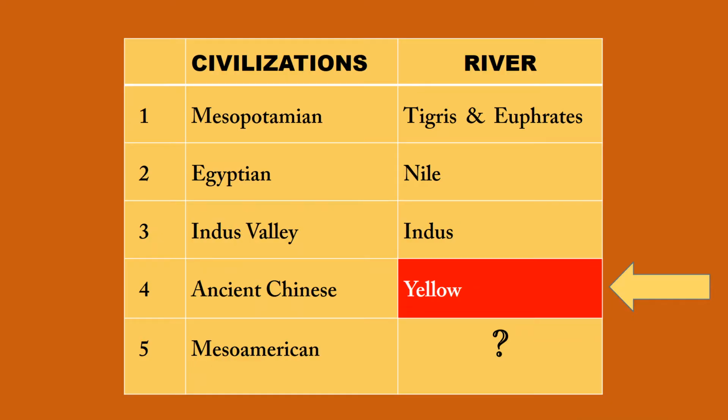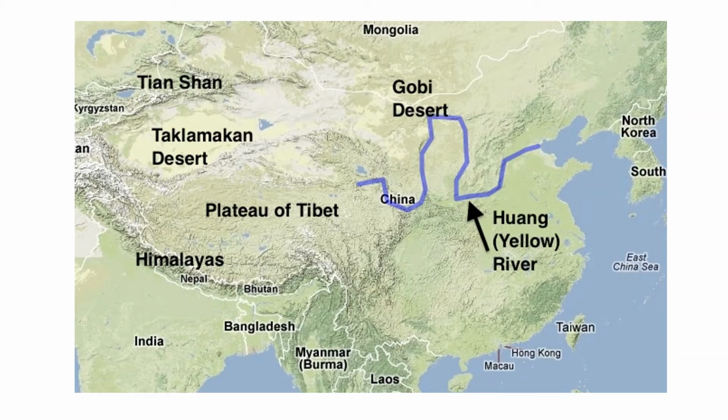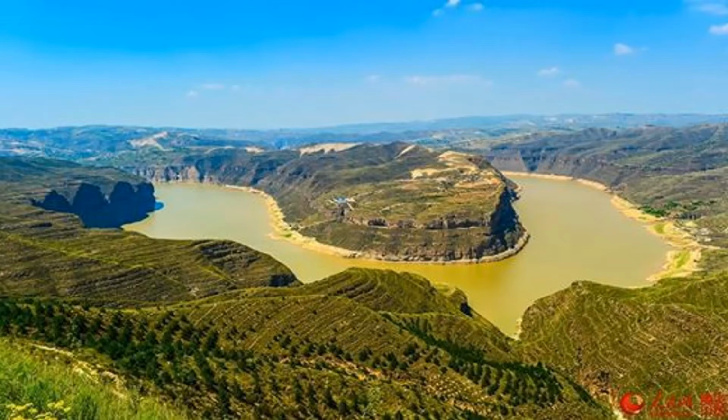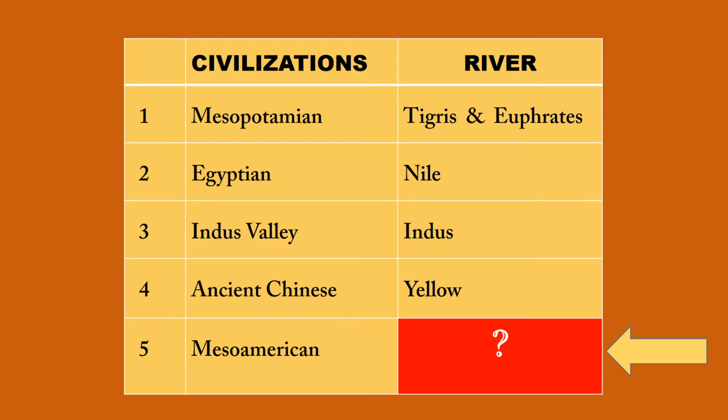Next, we can see the river Yellow, which helped in the flourishing of ancient Chinese civilization. The river Yellow is also called Huanghe. It is marked in this map, and this is the pic of river Yellow. As its title indicates, the river looks yellow or light orange because it carries loads of silt from the desert regions in the northwest.